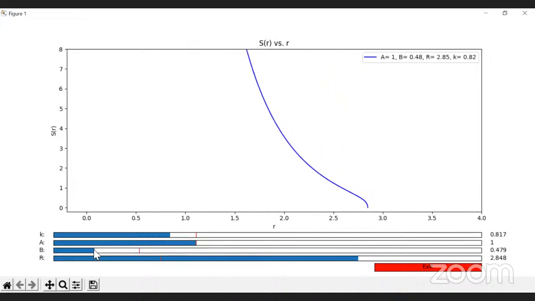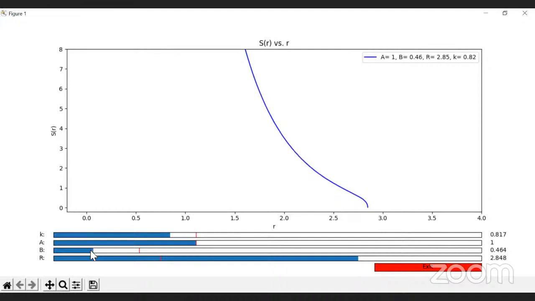Which software are you using for this simulation? Actually, I have done it on Python using Matplotlib. Okay, so you are just showing us the Python output, right? Yes, I'm just showing you the output screen. Good.